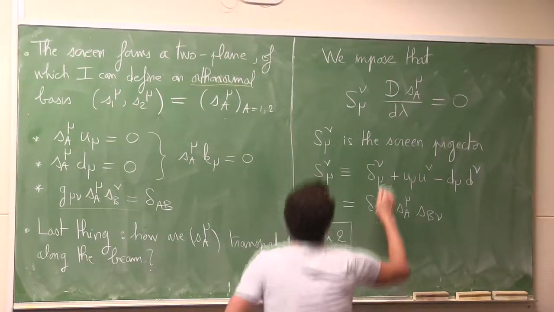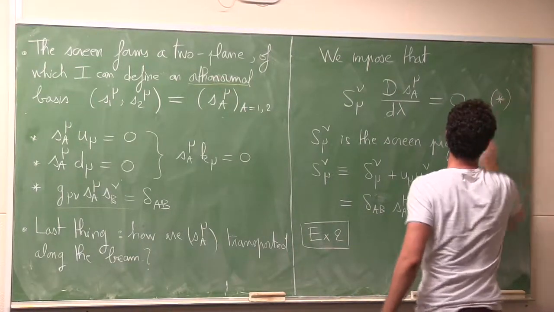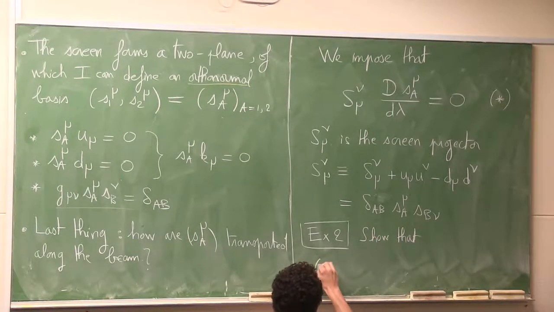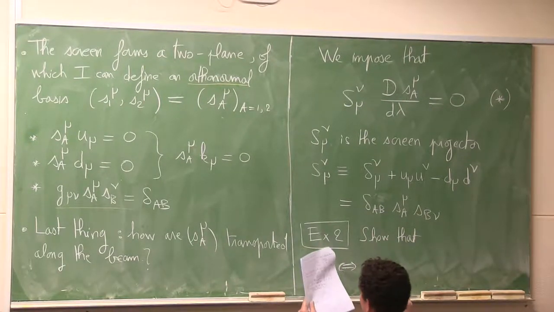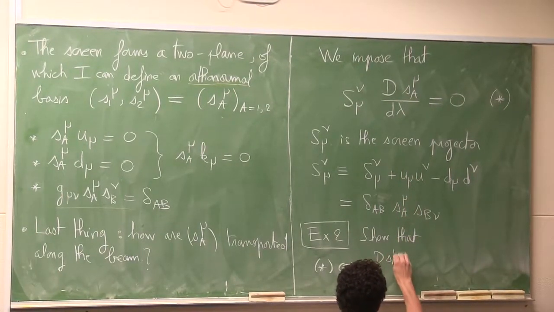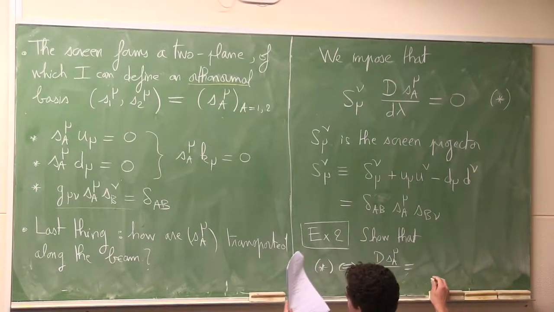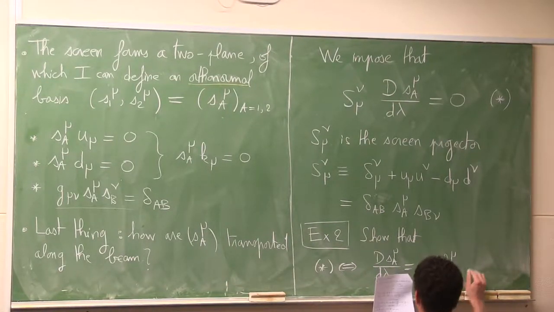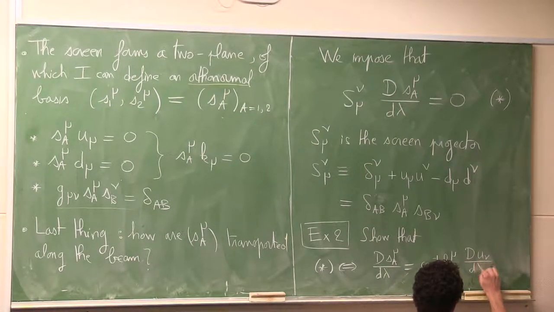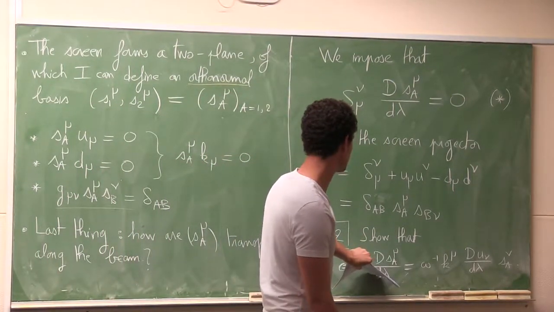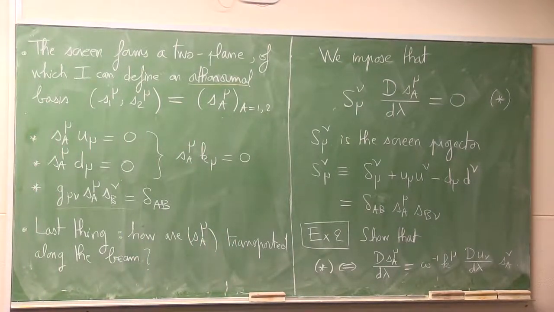Exercise 2. Start from star and show that star is equivalent to the following thing. So instead of having a projection of this, we can write the covariant derivative itself being equal to something else, which is omega minus 1 mu, lambda. Let's see. This kind of transport, which we see here in a clearer way, is also called the Fermi-Walker transport.